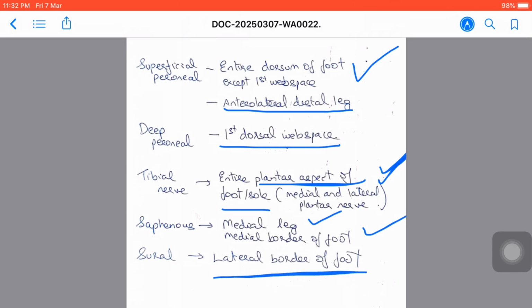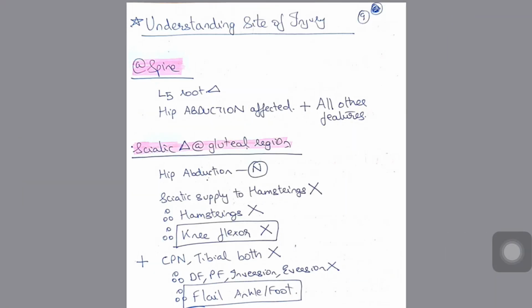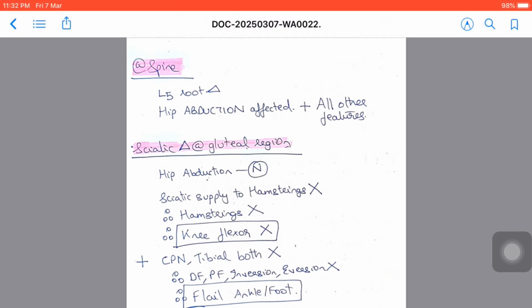So this will give you a clue when you are trying to differentiate between superficial and deep peroneal nerve palsy. Okay, so moving ahead, we are going to discuss the most important concept.